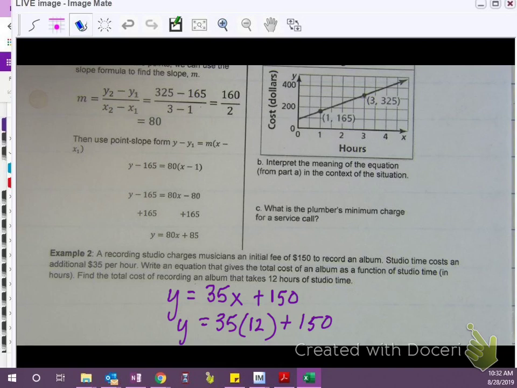So the cost, you would write a whole sentence. The cost for 12 hours is $570. So any questions about this?